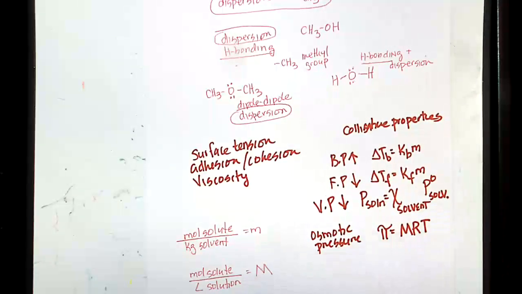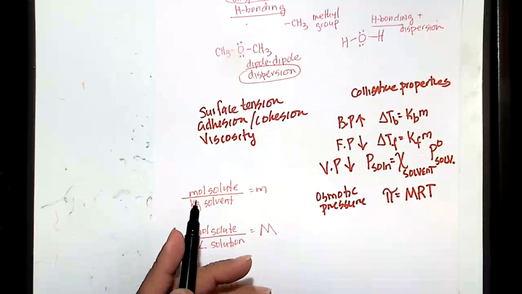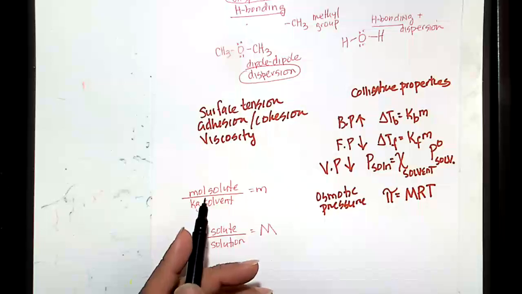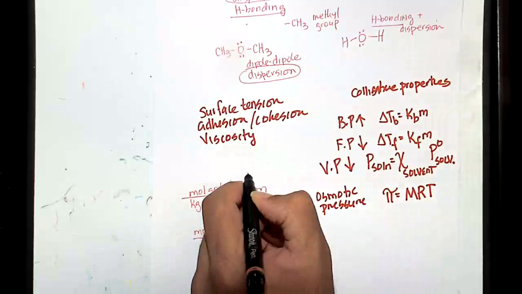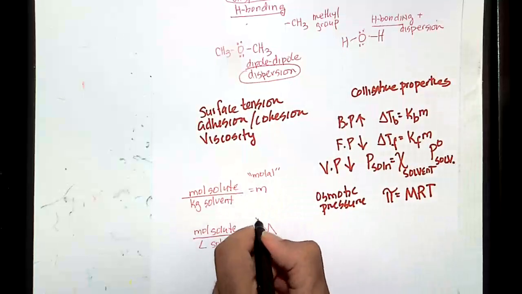Okay, these are important concentration metrics. These are important concentration determinants. How do we tell if something is concentrated or not? We use in chemistry molal and molar.